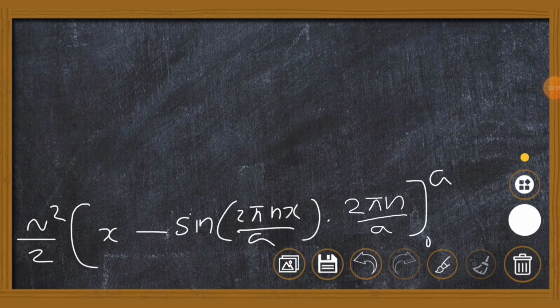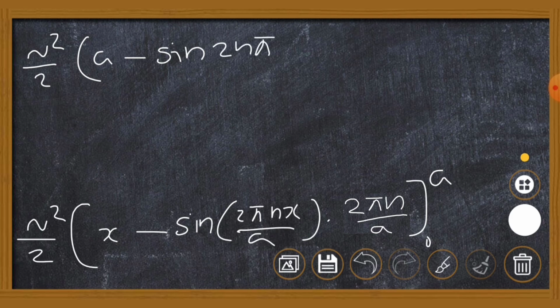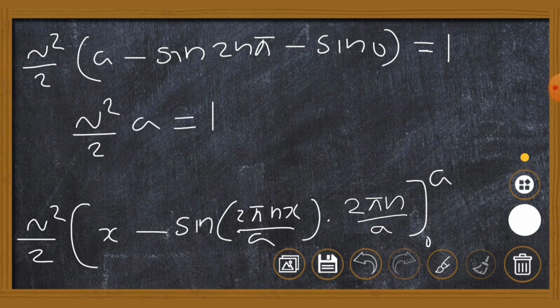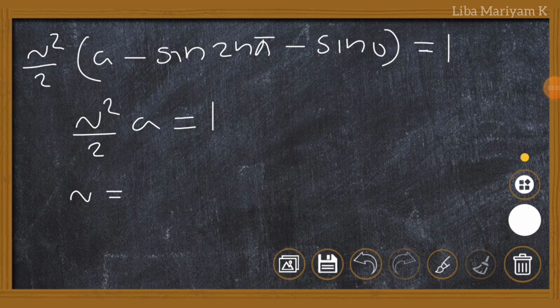Apply the limit, we will get n square by 2 into A minus sin 2n pi minus sin 0 equal to 1. Sin 2n pi is 0, sin 0 also 0. Therefore n square by 2 into A equal to 1. From this n equal to root 2 by A. Therefore option B is correct.